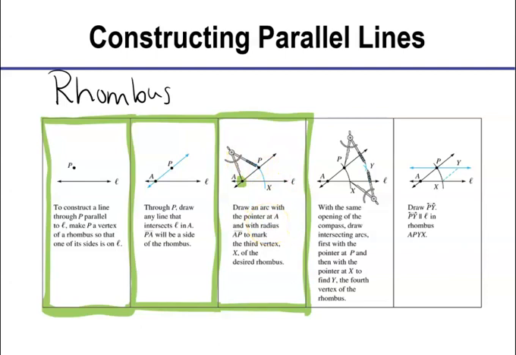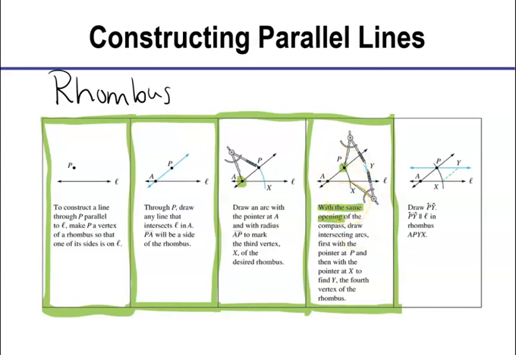Now keep that same distance, with the same opening. Whenever it says with the same opening, keep that same opening, and you make two more arcs. This is the part that you really have to remember. You put your pointer on P and strike an arc, and then you go back and put your pointer on X and strike an arc. Keep in mind, you have that same opening. The opening is the arc from A to P.